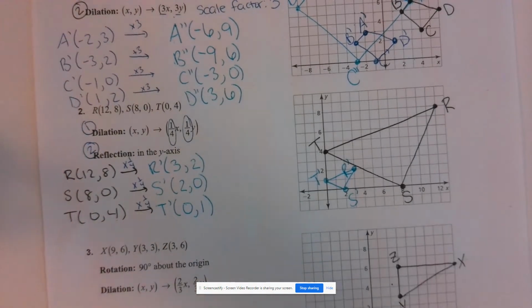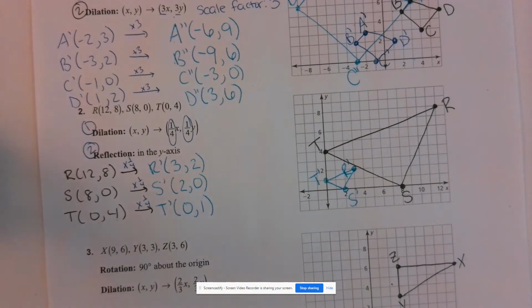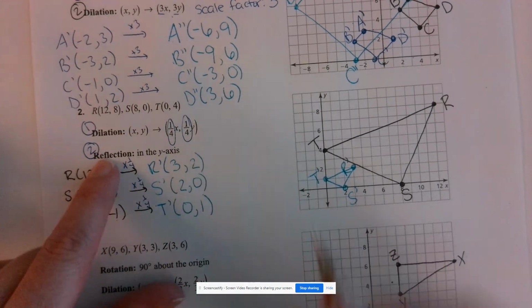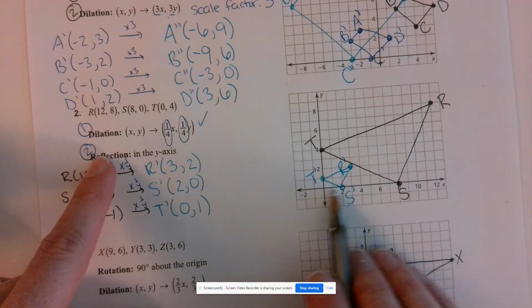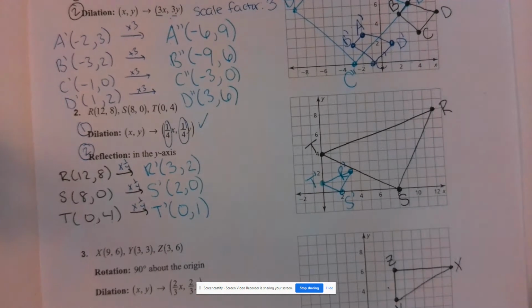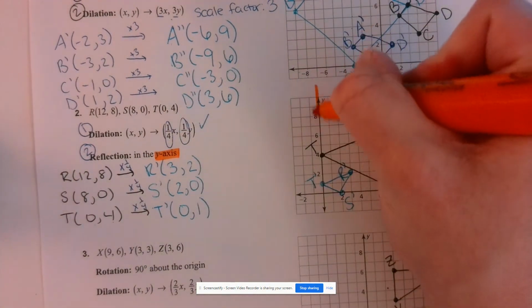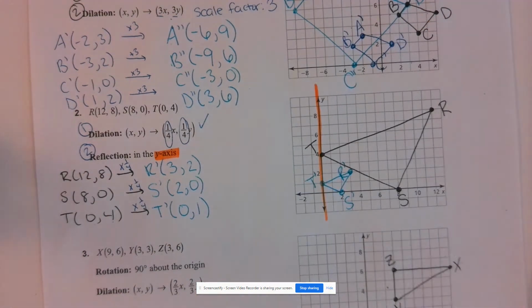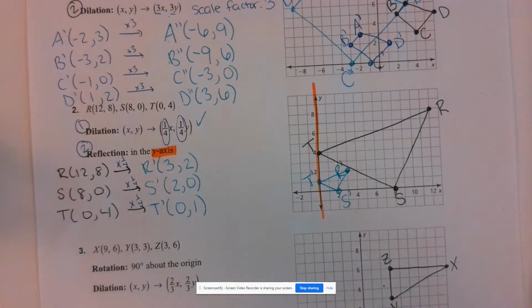This figure is similar to our pre-image. It's the same shape, but a different size. We are now ready to do our reflection. So we need to take our new, smaller triangle and do a reflection in the y-axis, or across the y-axis. So I like to highlight my line of reflection, and we're going to reflect this triangle across it. So we should expect that our final image will be somewhere over here.